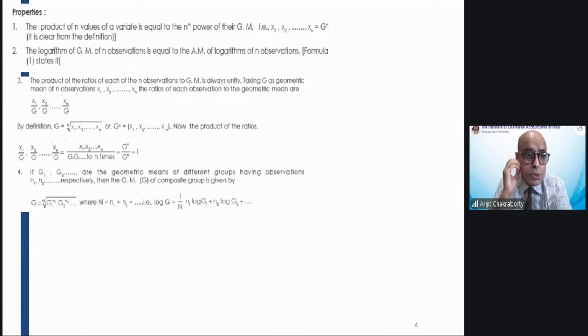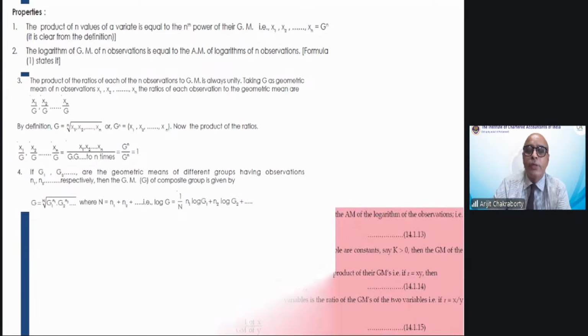So if you see the next step on the slide, x1 divided by the geometric mean g, multiplied by x2 divided by g, and so on. In the numerator you get x1 into x2 into x3 and so on, which is basically g to the power n. And in the denominator also, you get g multiplied n times, that is g to the power n. So this gives us a ratio of 1.